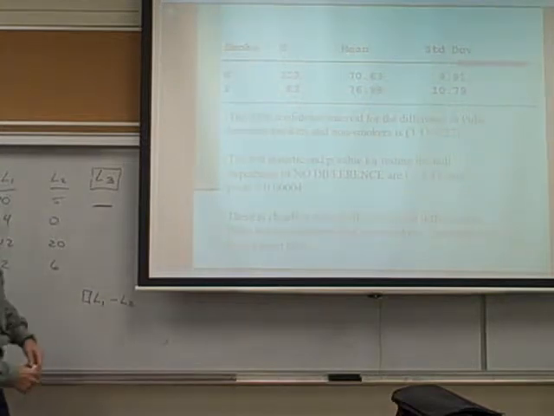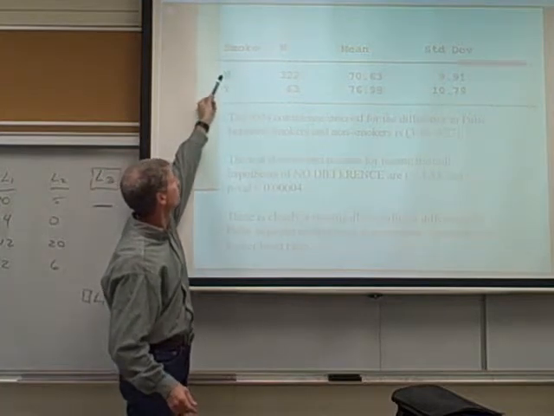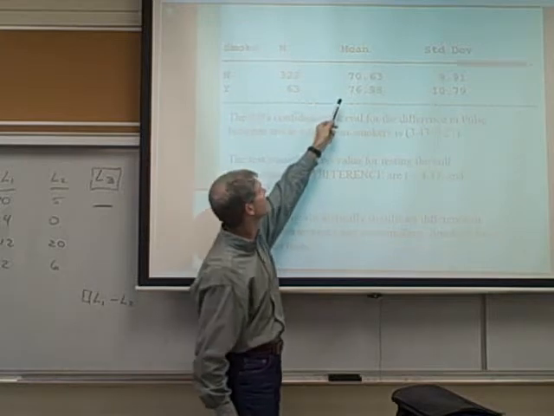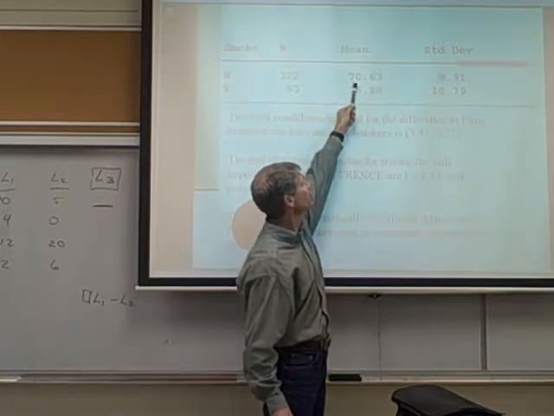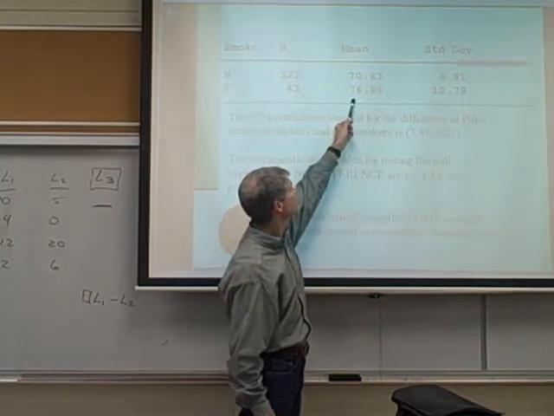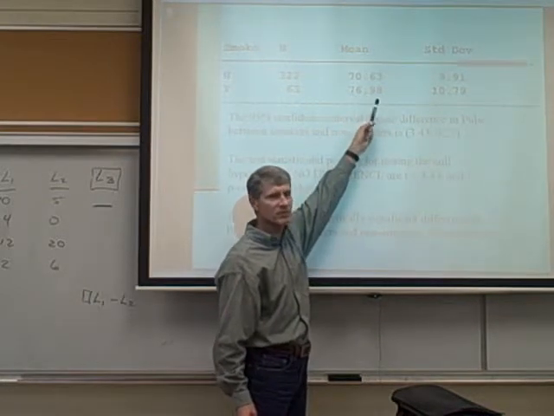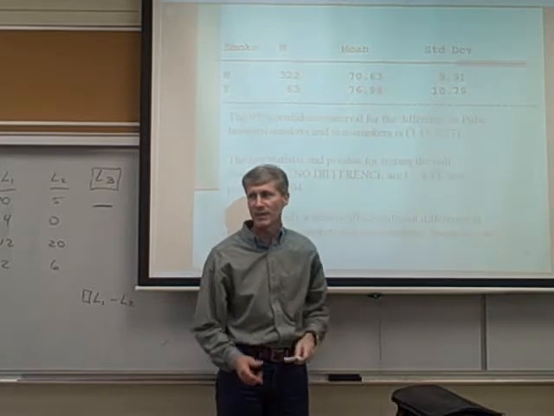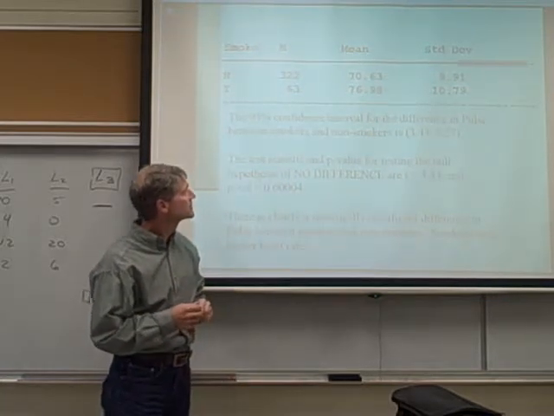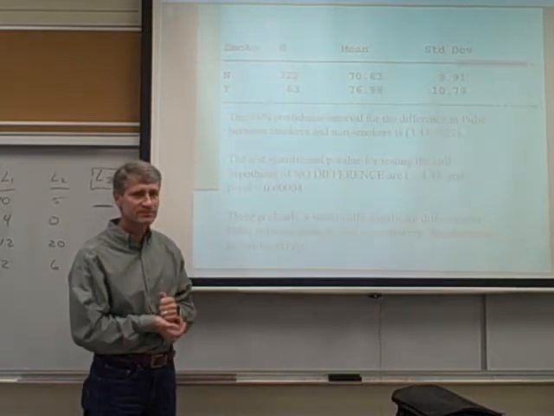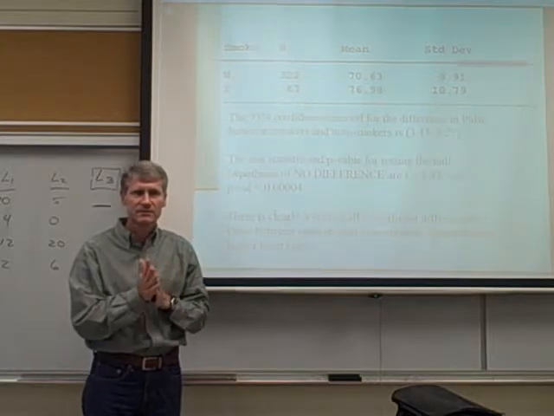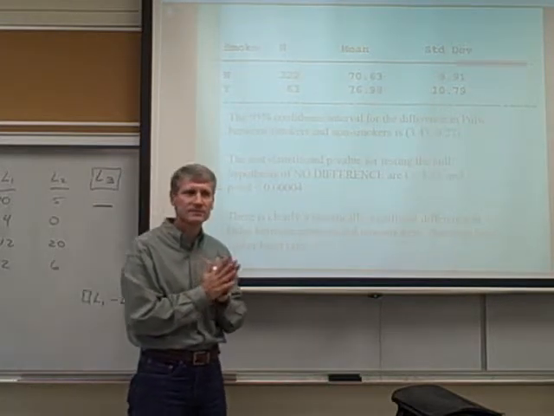Here's smoking. Non-smokers, smokers. So no, yes. Right? The average for non-smokers was 70.6 beats per minute, average heart rate. For smokers, it's 76.98, so basically 77 beats per minute. A fairly big difference. Right? 6.5 beats per minute difference. Was it statistically significant? Yes.